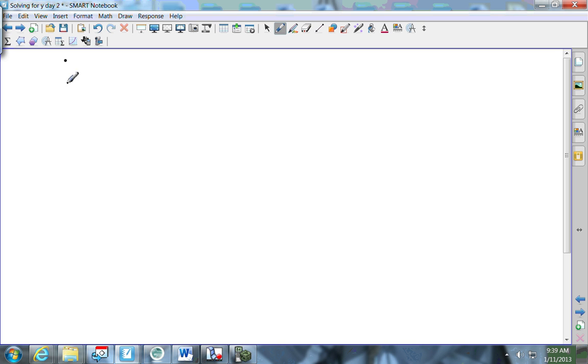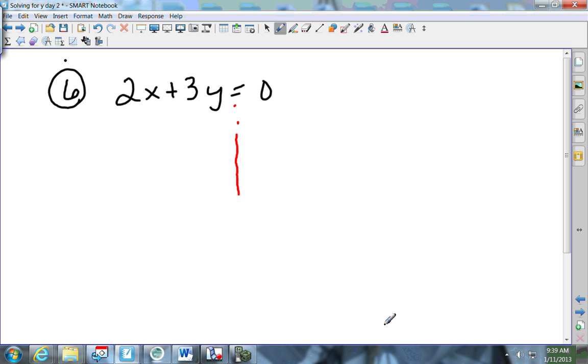Number 6, 2x plus 3y equals 0. Well, same thing, I'm trying to get y by itself. Here's the y. What is it that I can add or subtract? The 2x. It is a positive 2x, so do the opposite. Subtract 2x from each side. These cancel. I bring down and I've got 3y equals negative 2x.